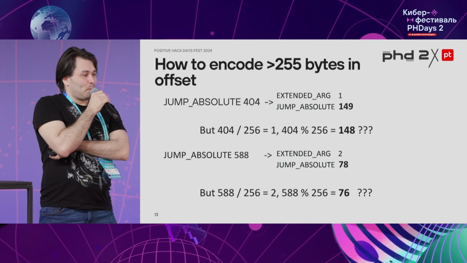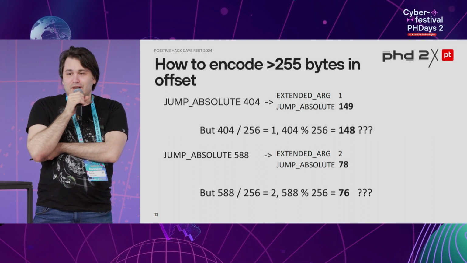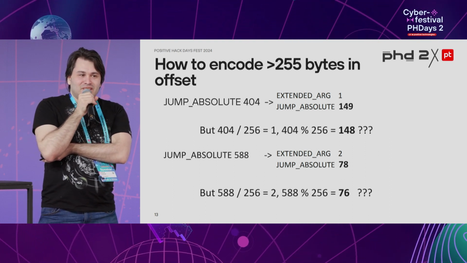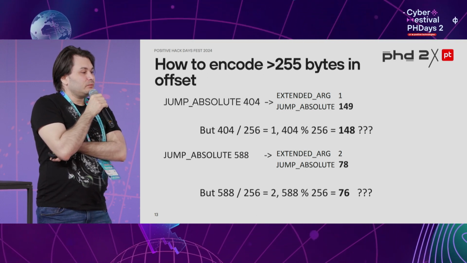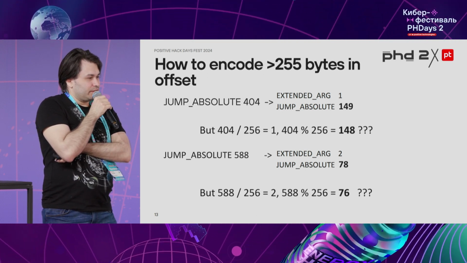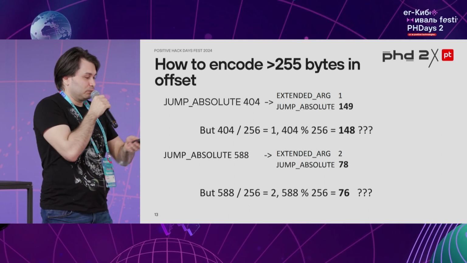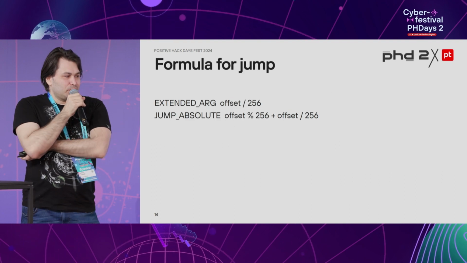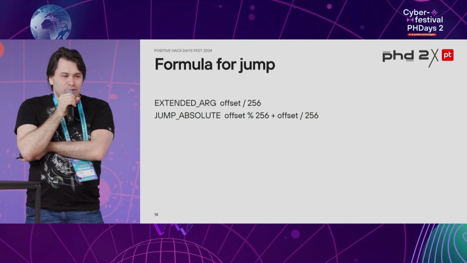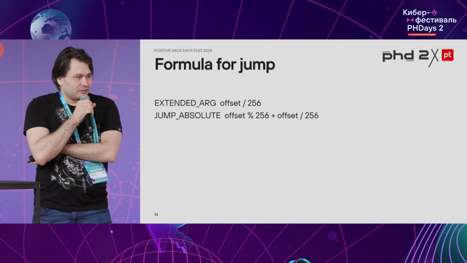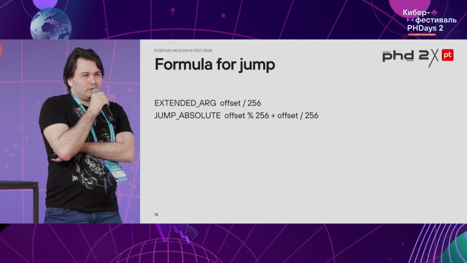To make a jump to 404 bytes, what you have to do is extended arc 1, then jump absolute not by 148, but by 149. And the same applies to the second example here, not 76, but 78 is the value that you should be using. So this is the formula for the jump. And only after that, everything began to work and everything obfuscated automatically.